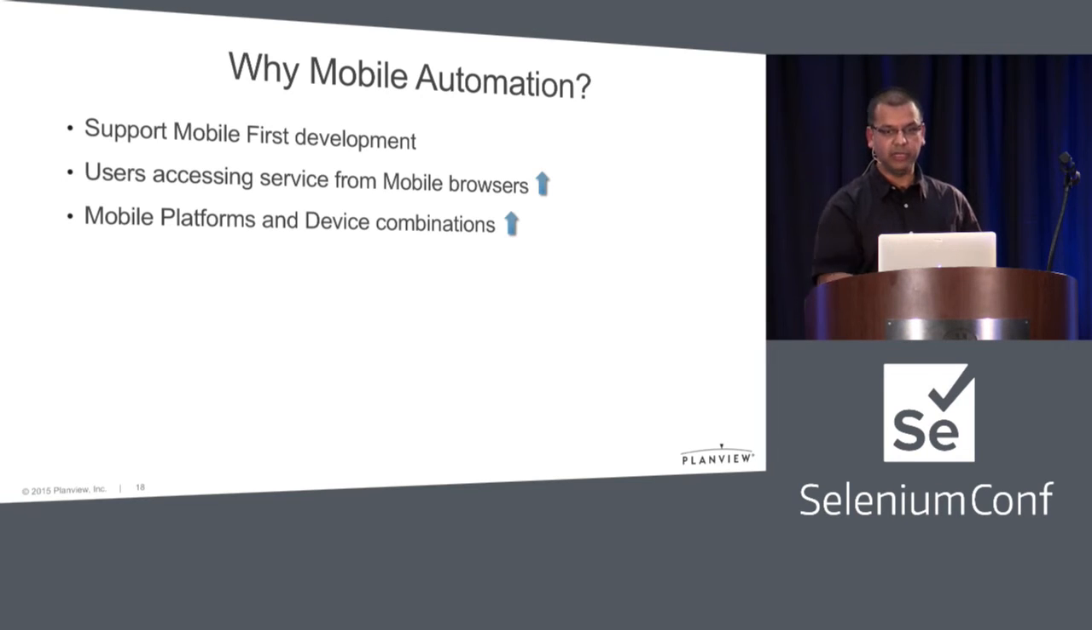Also, when we look at the user data available on Google Analytics, we see that there is an increase in the number of users accessing our service from mobile browsers. Along with this, the increasing number of mobile platforms and device combinations make the task of testing on mobile challenging. So we should probably go for mobile automation.